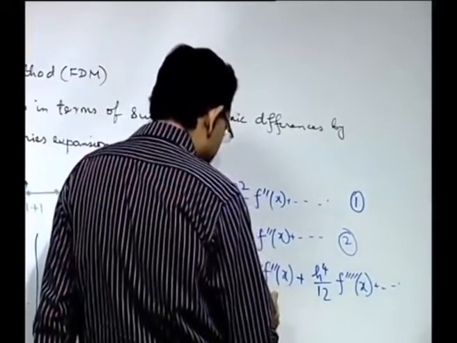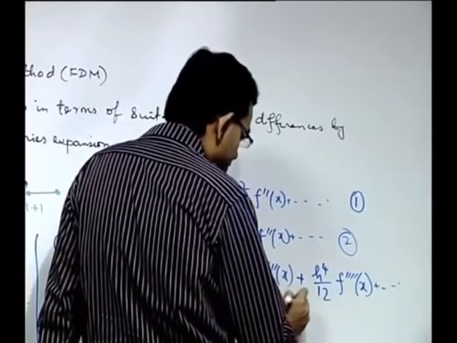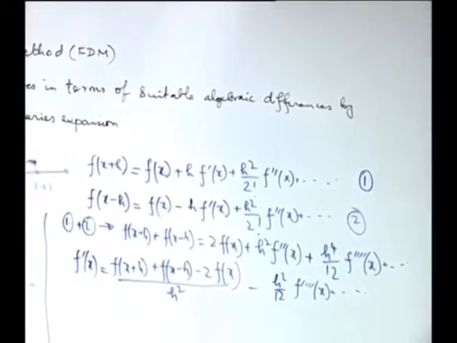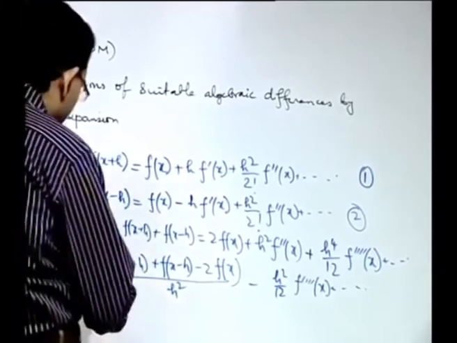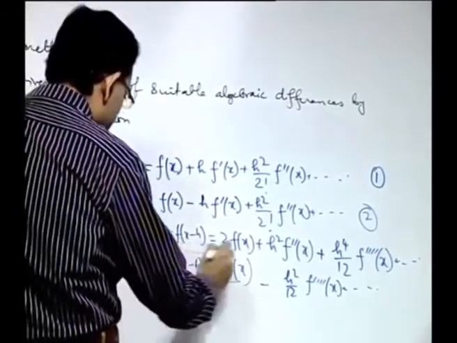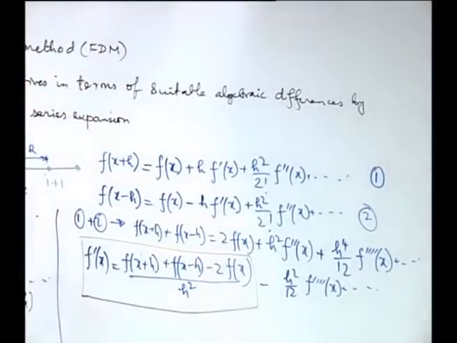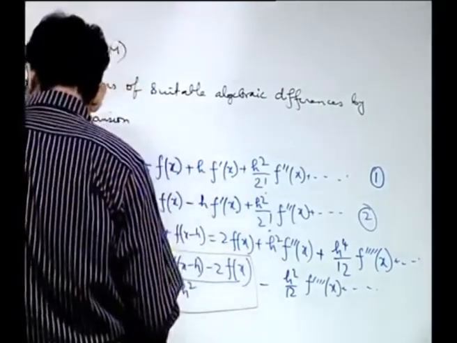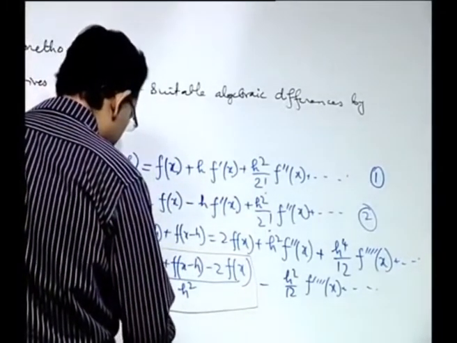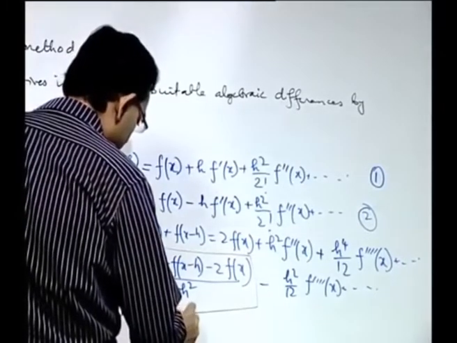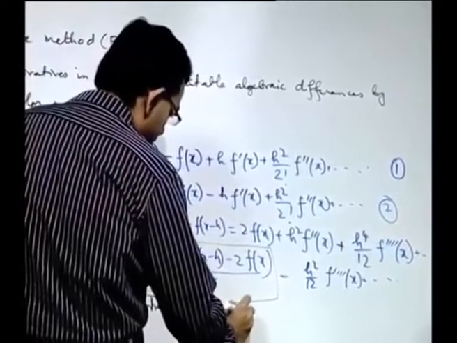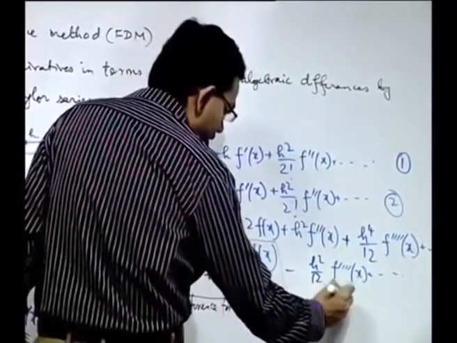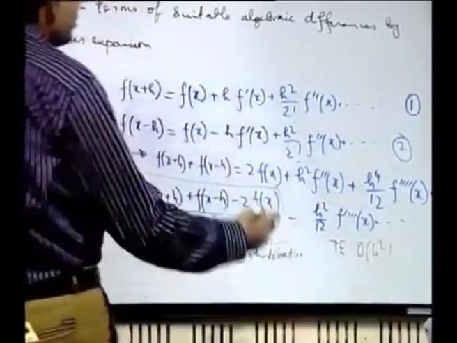minus h square by 12. So, this formula, where you can truncate it up to this term, is known as central difference for the second order derivative, and the truncation error is of the order of h square.